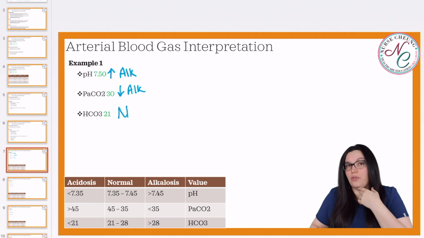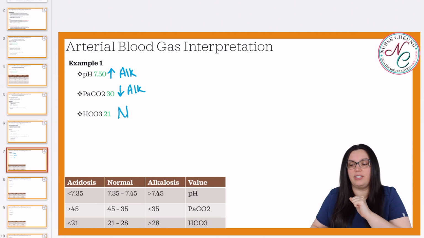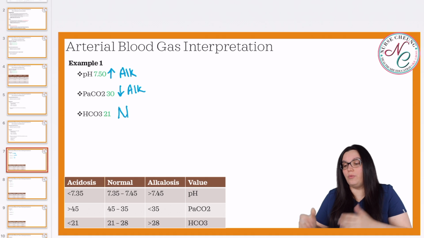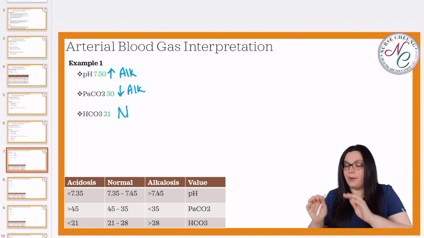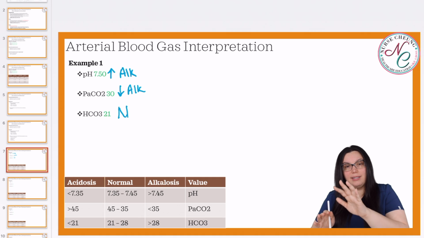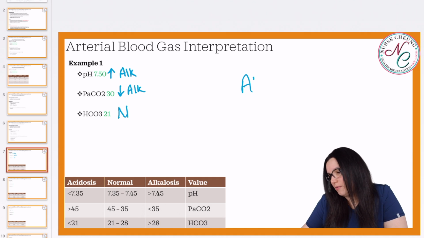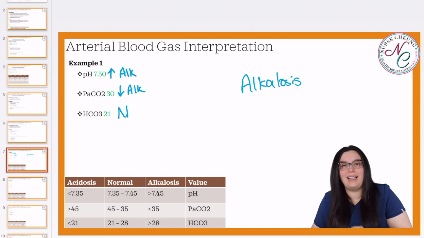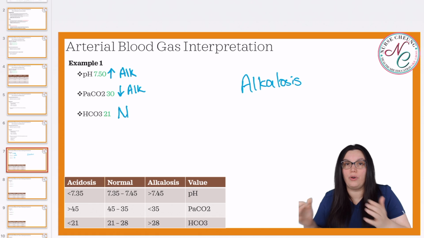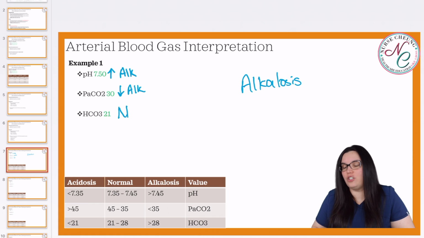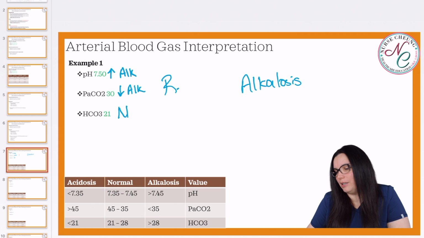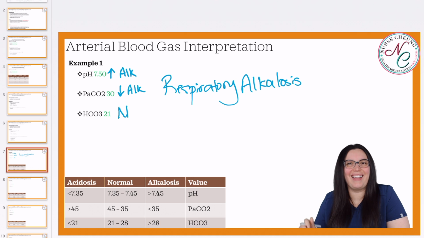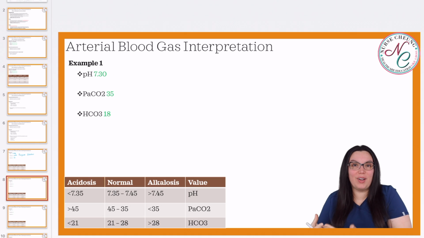So we know that our HCO3 is neutral, so we have to take a look at our pH and our CO2. We know it's alkaline because they're both in the alkaline components of our table down below. So we know we are in an alkalosis. But specifically, what is it? We know that our PaCO2 matches our pH, right? They're both alkaline. So when they match our pH, we know that this is a respiratory component. So we have respiratory alkalosis.